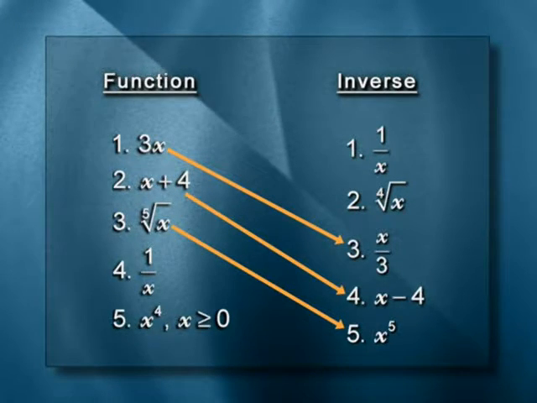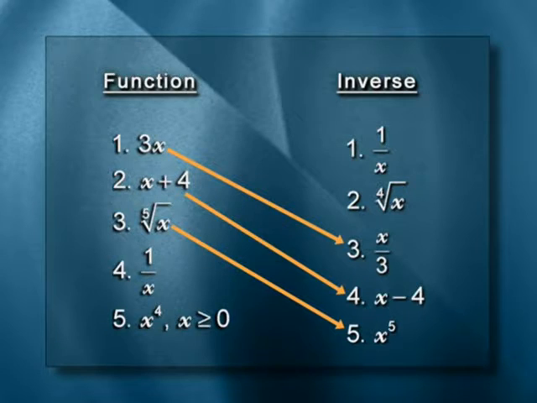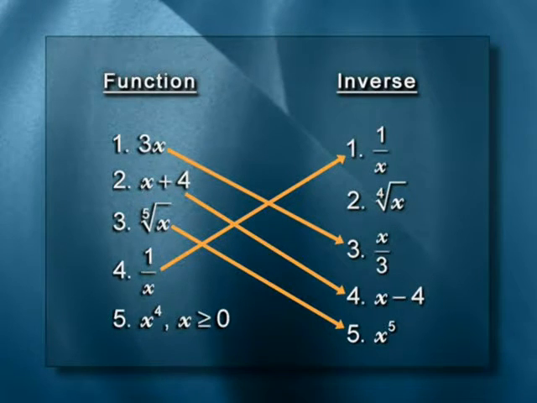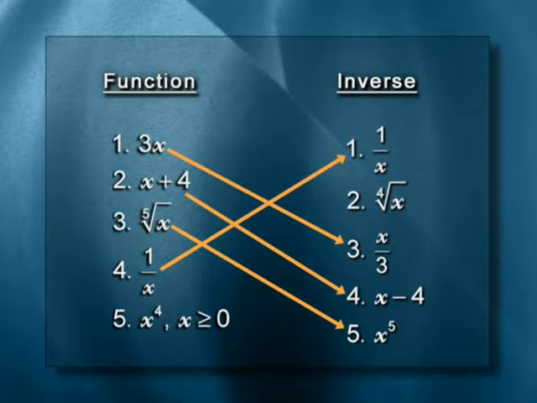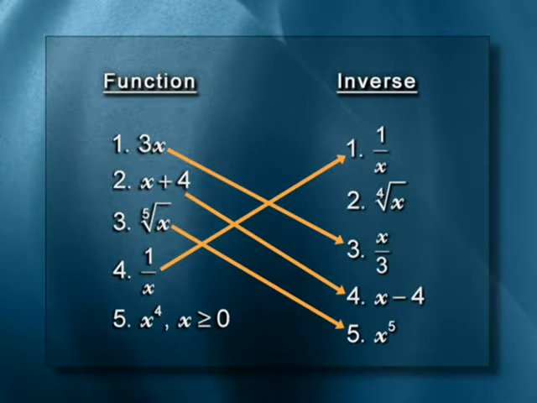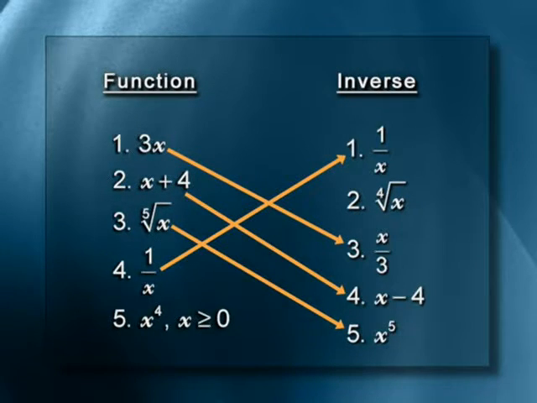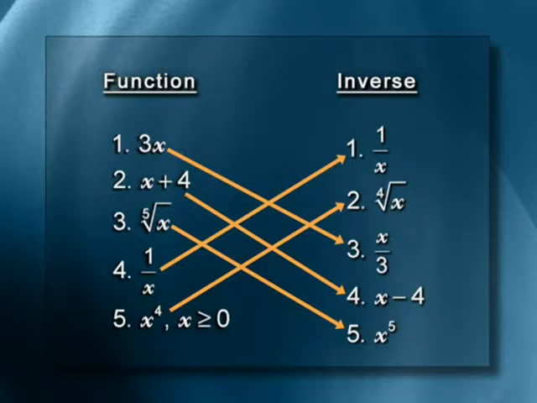This one's really interesting, I think. 1 over x. Well, the inverse is itself, 1 over x. If you take the reciprocal of a number, and then you take the reciprocal of that number, you come back to the original number. That's an example of a function equal to its inverse. Kind of neat, isn't it? And the final example, x to the 4th, where x is greater than or equal to 0, of course, the inverse is the 4th root of x.